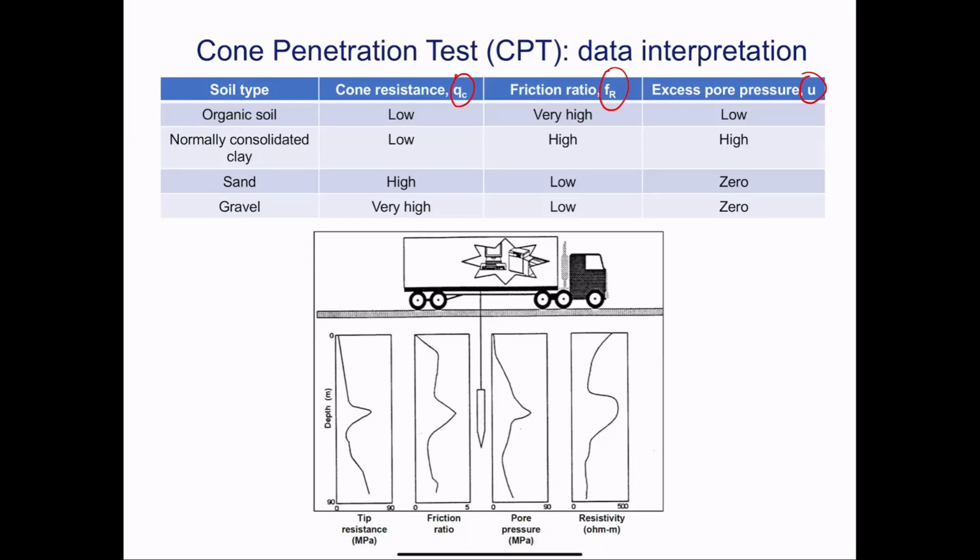So what I want to stress is that you can look at these parameters to assess what type of soil you're dealing with. And typically, you would get this kind of readout, right? You would get everything in terms of depth, tip resistance, friction ratio, pore pressure, and if you have other sorts of instrumentation on your CPT probe, you can get stuff like resistivity, right?